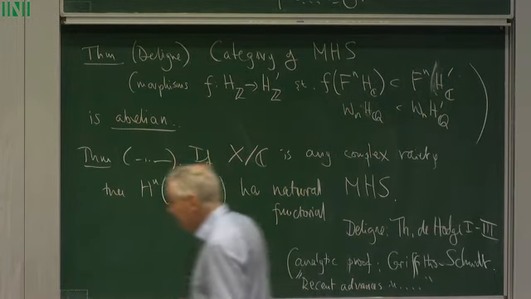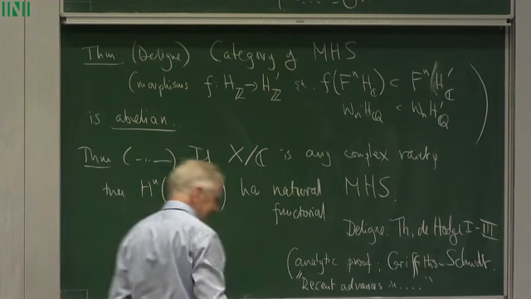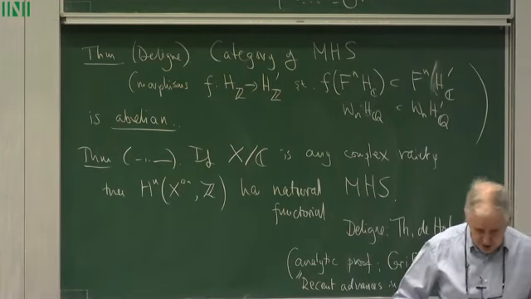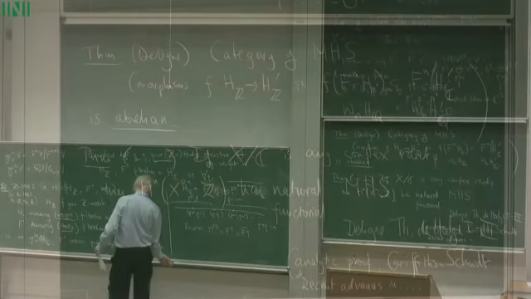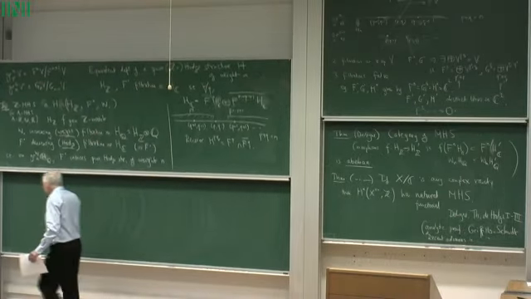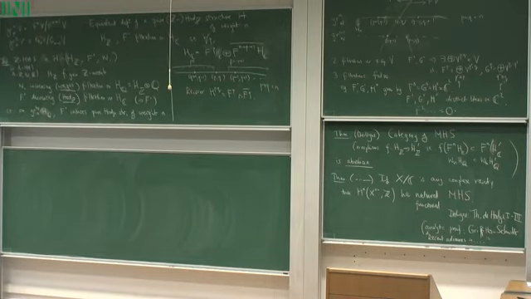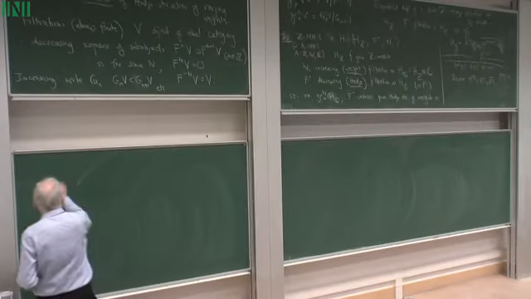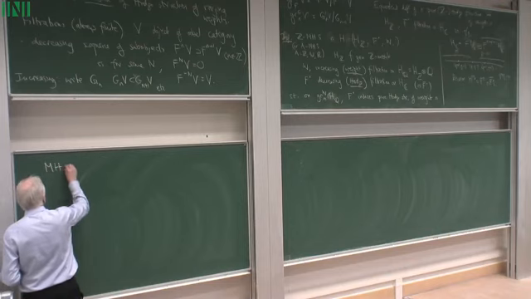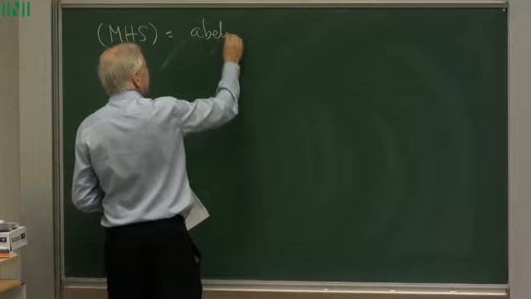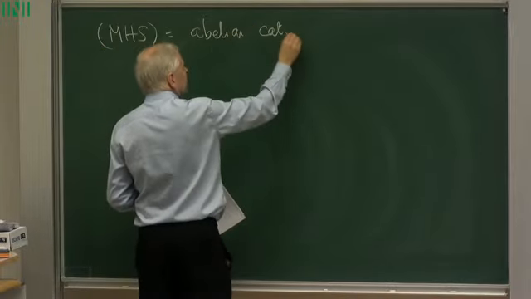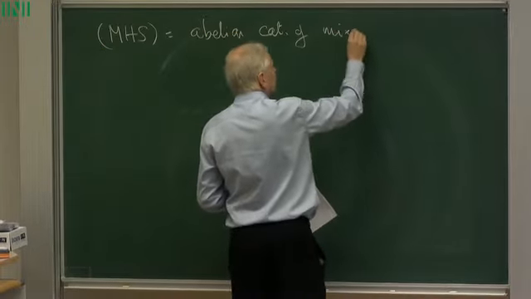Okay, so I don't want to discuss that, but I do want to discuss this abelian category a little bit, because that's a motivation for introducing Deligne cohomology. So let me do that now. So we've got this abelian category. Let's call it MHS, the abelian category of mixed Hodge structures.